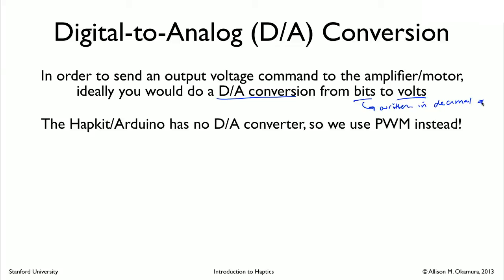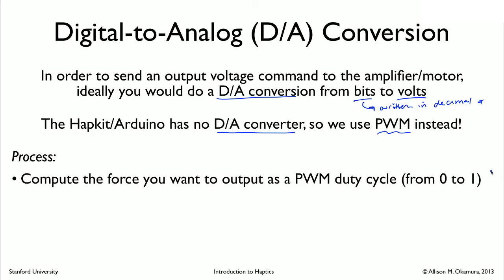All right, one problem that we have with hapkits, and in fact all Arduino boards in general, is it doesn't have any true D to A converter. It's important that you know that D to A converters exist, because they do on some types of boards. But since there isn't a real D to A converter, we're going to be using PWM, or pulse width modulation, instead. And this idea was already introduced, but let's go over it in more detail now. So the process here is that in your code, this is now in your software, so I'm going to emphasize that. This is in code.